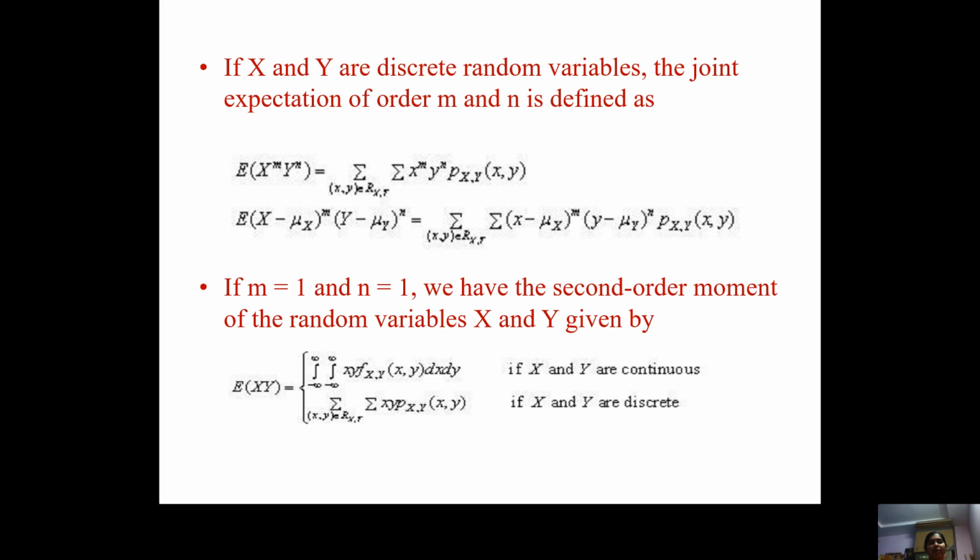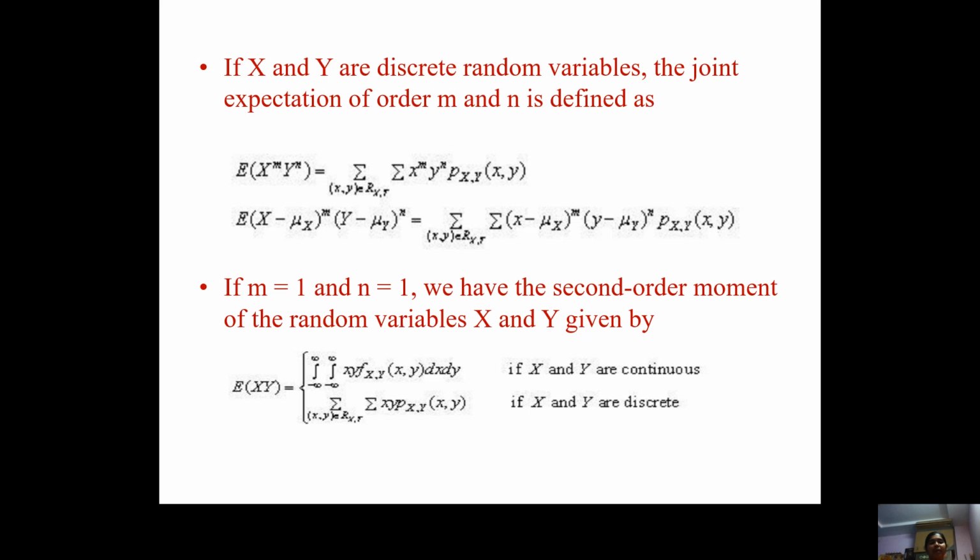And the central moment of discrete random variables of order m and n is defined as the expectation of (x minus mu x) whole power m, (y minus mu y) whole power n, which is equal to the sum over (x, y), always a subset of R_xy, of (x minus mu x) whole power m, (y minus mu y) whole power n, p_xy of x, y. The first one is the moment, the second one is the central moment.